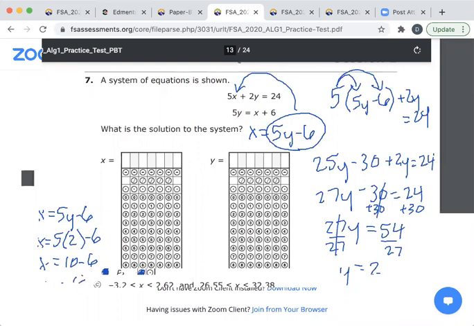And I want to make sure that I don't switch my values here. X is 4, so I'm going to look to make sure I'm putting the right thing in the right one. So x is 4, and y is 2.